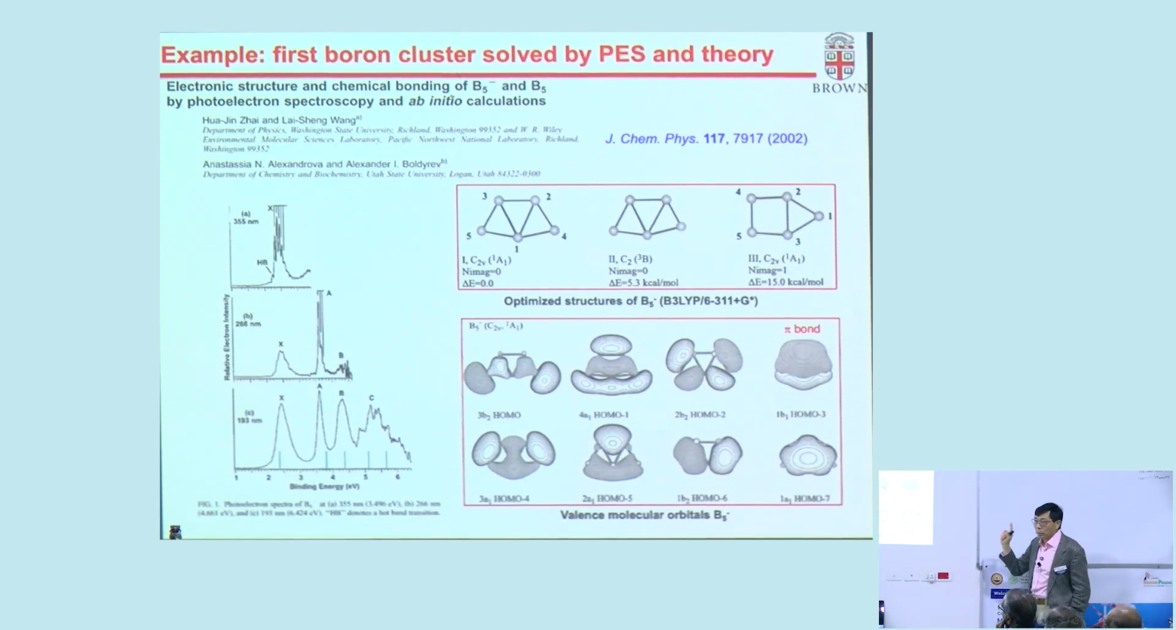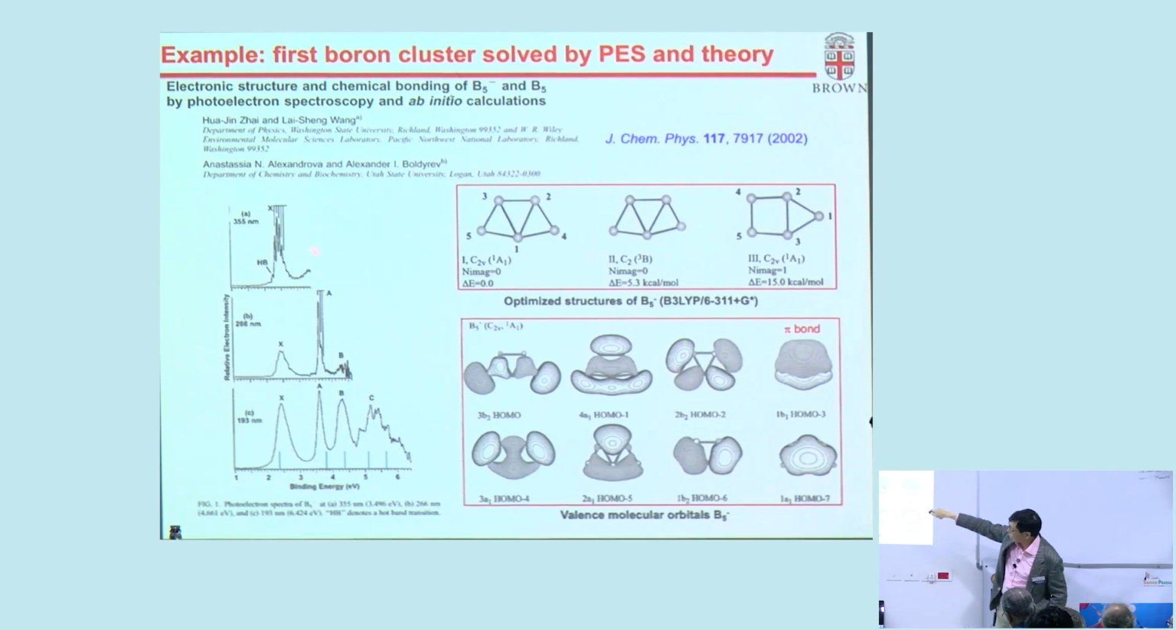So the very first boron cluster that we succeeded in making and studying is the B5 cluster. This is the set of photoelectron spectra we get. At different photon energies, at the low photon energy, we actually have higher resolution.